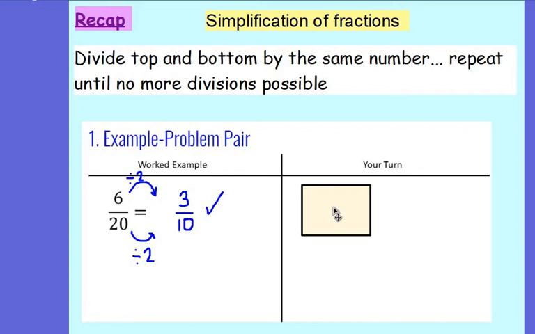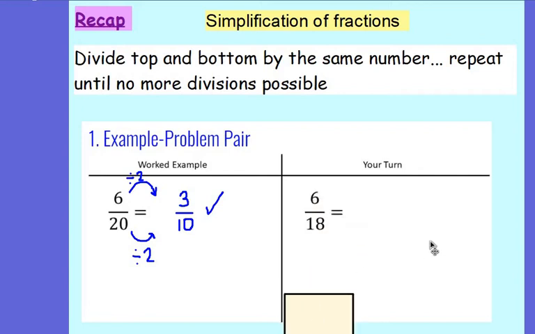There's now no whole number that I can divide top and bottom by left, so my final answer is 3/10. Over to you, Year 7, in your light blue books. Can you simplify 6 over 18 for me? Pause the video and have a go at that now, please.